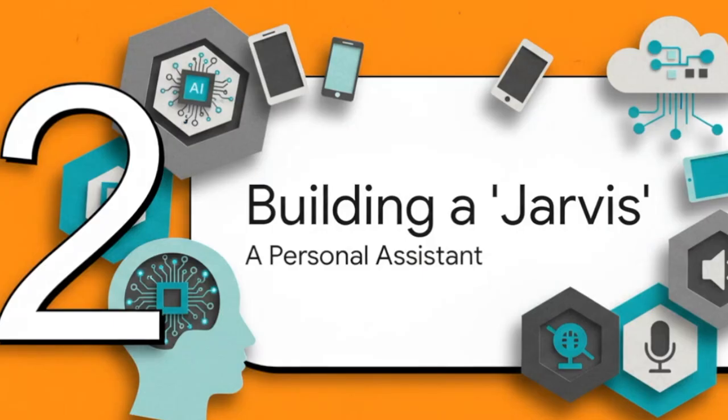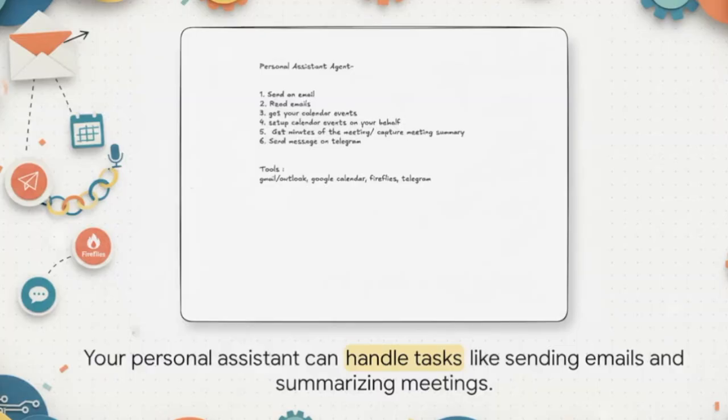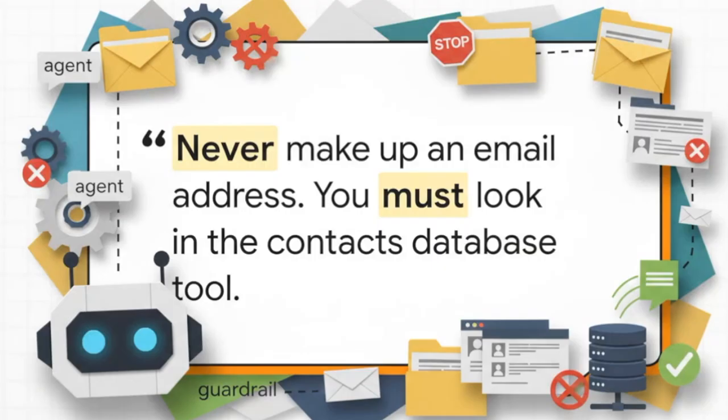Okay, enough theory. Let's see how this stuff actually works in the real world. We're going to build our own personal assistant, our very own Jarvis, to really make these ideas stick. Just imagine this. You could just tell your assistant, hey, send an email to Bob, or what's on my calendar, or even summarize my last meeting. By connecting it to tools like Gmail, Google Calendar, and even Fireflies for meeting notes, all of this suddenly becomes totally possible.